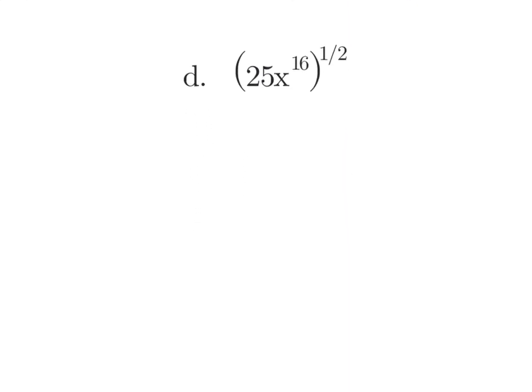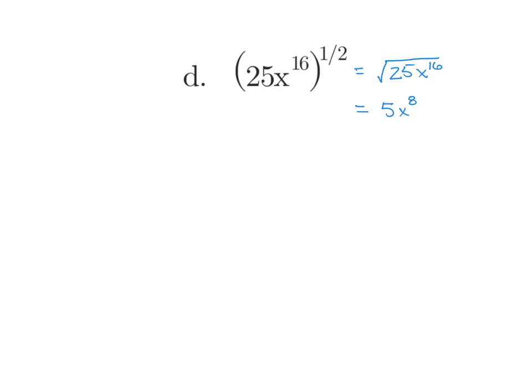Last one, let's look at 25x to the 16th raised to the 1/2. This is the square root of 25x to the 16th. Because it is an index of 2, I don't have to write it in. If we go ahead and simplify this now, the square root of 25 is 5, and the square root of x to the 16th is x to the 8th. We are going to divide by 2.